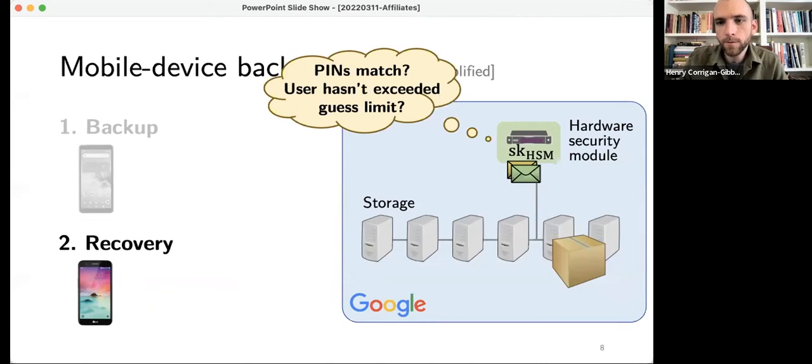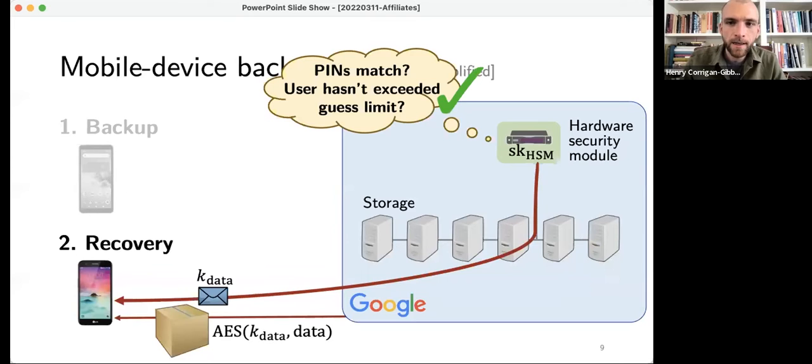And in addition, the hardware security module enforces some rate limiting policy to make sure that the user hasn't guessed too many pins, right? Because these are 4-digit or 8-digit pins. If you allowed as many pin guesses as the user wanted, then you could actually brute force recover the pin. So the hardware security module, one of the key jobs that it does is rate limiting these pin guesses. So if everything checks out, the hardware security module decrypts this backup ciphertext, gives the recovery key to the phone, and the phone can decrypt then this big cardboard box worth of photos and videos and whatever else is there. So this is essentially what's going on today.